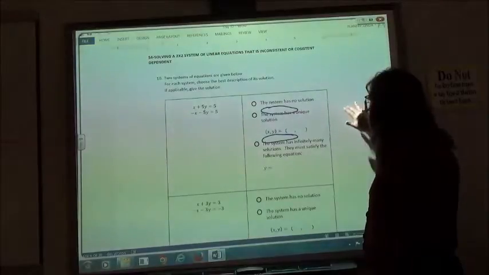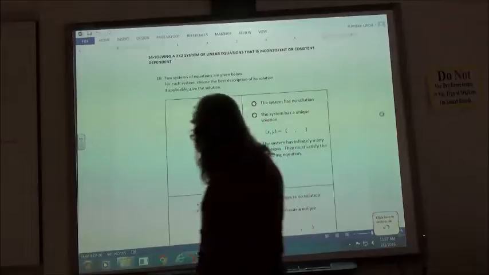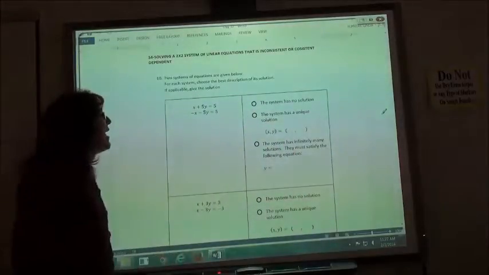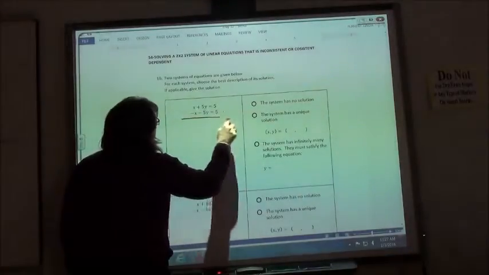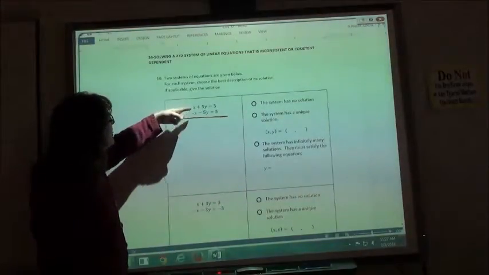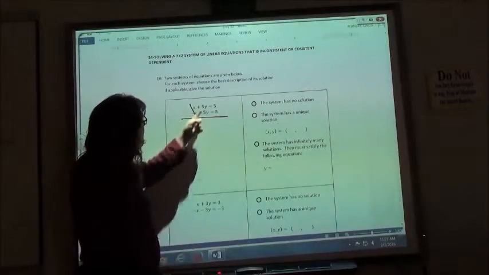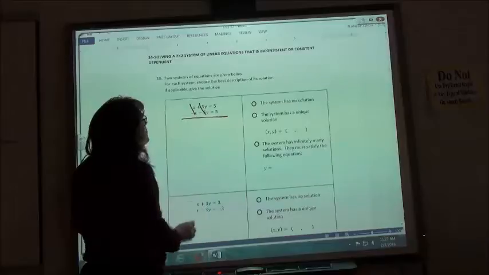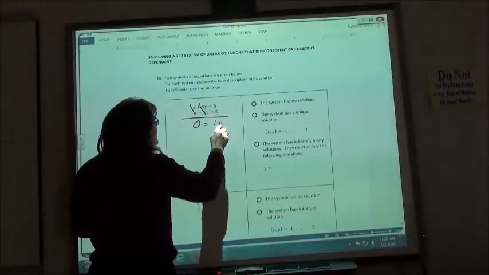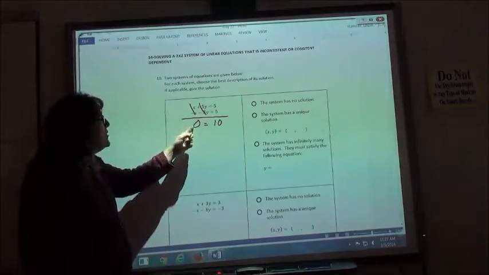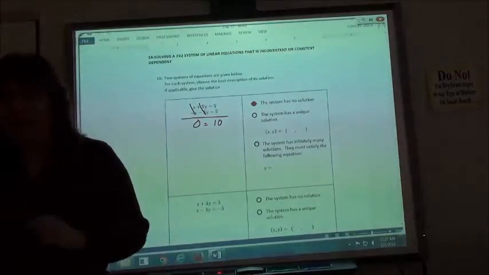We want our x and y on the same side and the constant term on the other side. Then we see if we have opposites that cancel out some terms. In this one, I have a negative x and a positive x, which cancel out. I have 5 and negative 5, which also cancels out, so I get nothing on this side. Over here I have 5 plus 5, which is 10. If I get 0 equals 10, my system has no solution.